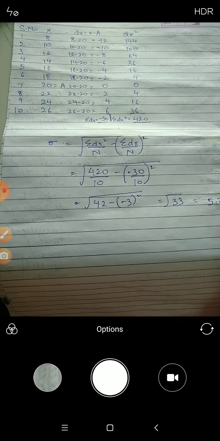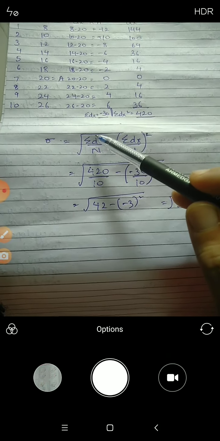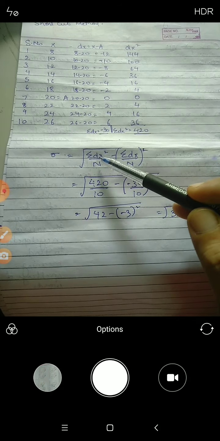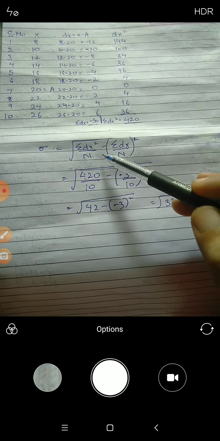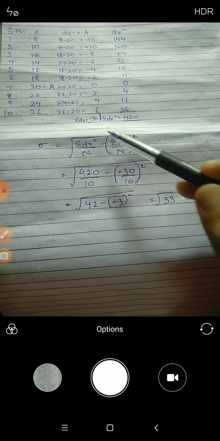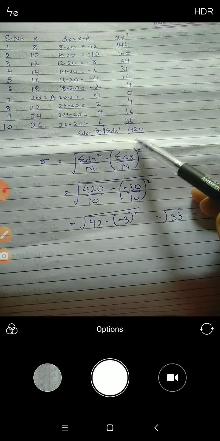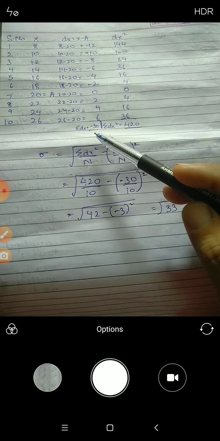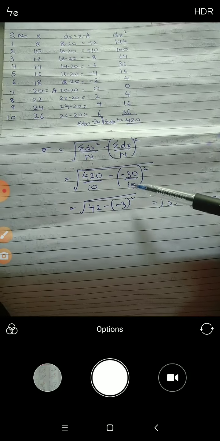The formula to calculate standard deviation for the shortcut method is the square root of sigma dx square divided by n minus sigma dx over n, whole square. dx means deviation from x, or the marks minus the assumed value. So for dx square, we will be taking this value 420 divided by the total number n, minus 30 divided by again n, that is 10.